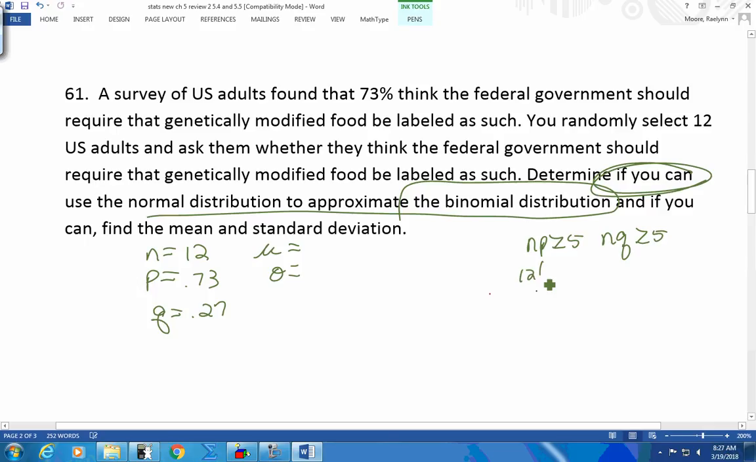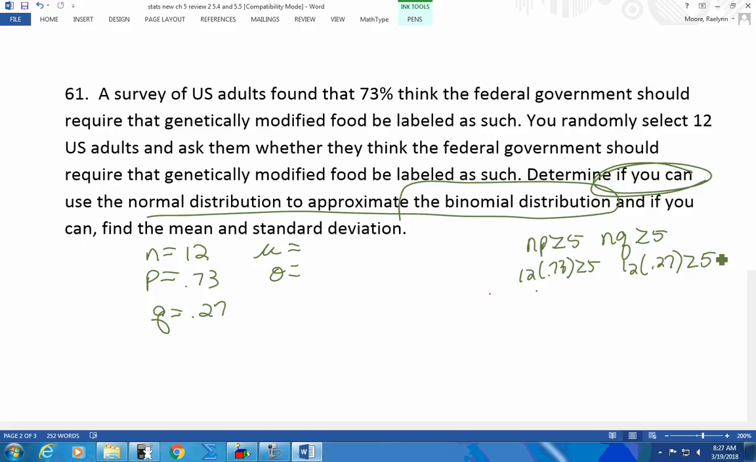So I test this. I say 12 times 0.73. Is this true? I say 12 times 0.27. So which one do I really have to look at? The 0.27. Because if the 0.27 doesn't pass, I don't care about the 0.73. It's not going to pass.